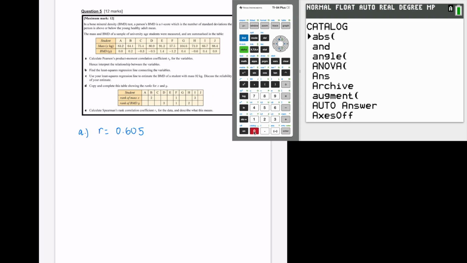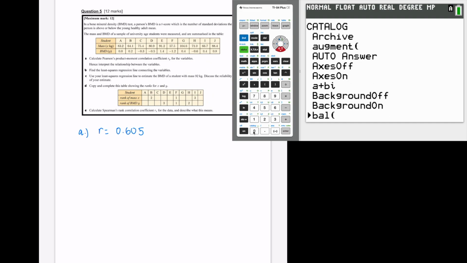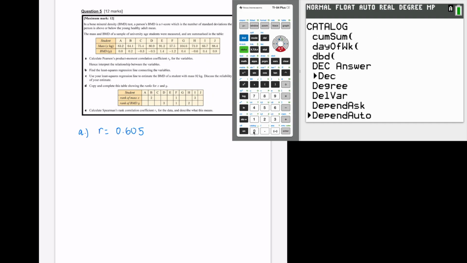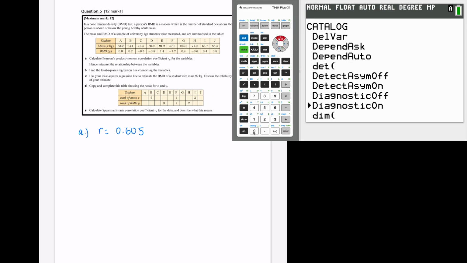If you didn't get your R value up, then that's because you haven't got it activated. So you go to second function, catalog, and you scroll down to diagnostics, and you need to turn your diagnostics on. So if you don't get that up, you need to turn your diagnostics on and then redo it.